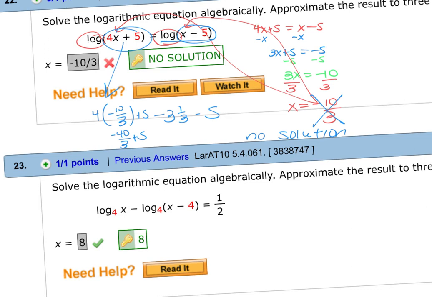So questions without log or ln, would they just be questions? Or they're logs, right? So it's one log on one side of the equal sign, or it's the exponential.